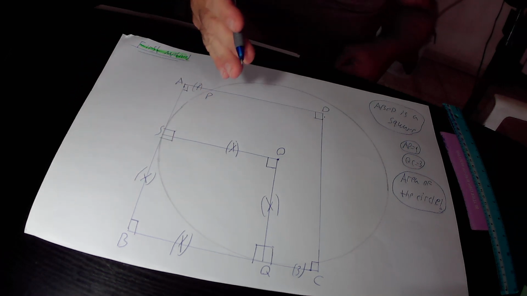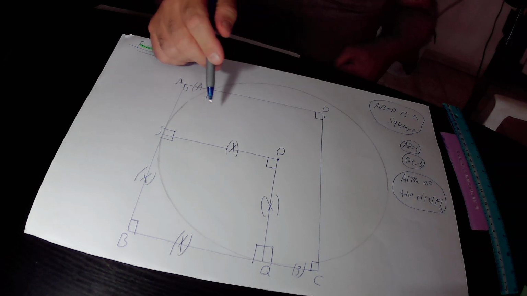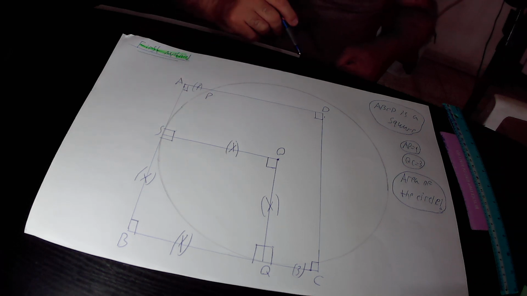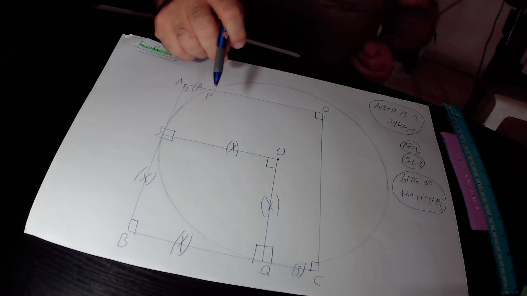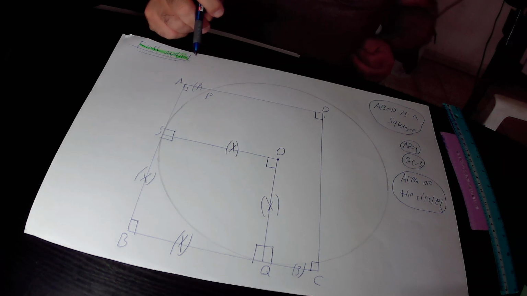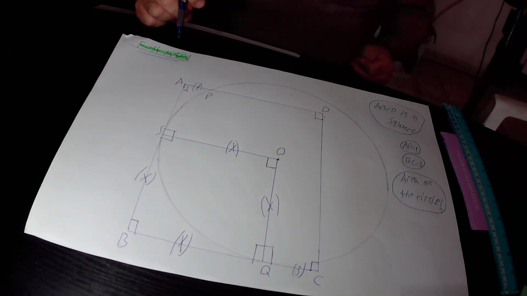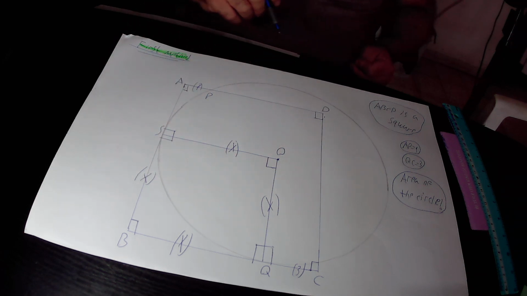Because all of its sides are equal to each other, all the sides of this square SOQB are equal to x. Okay, we know that in square ABCD, all of its sides are equal to each other. That is to say side AB equals side BC equals side CD equals side DA, and especially side AB equals side BC.